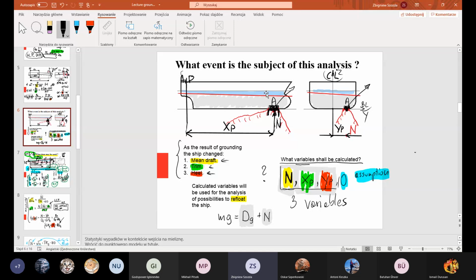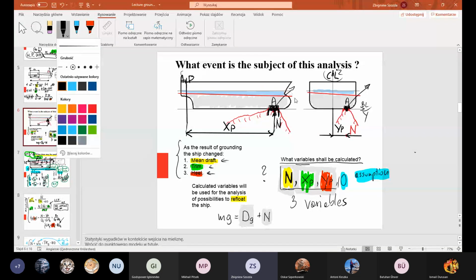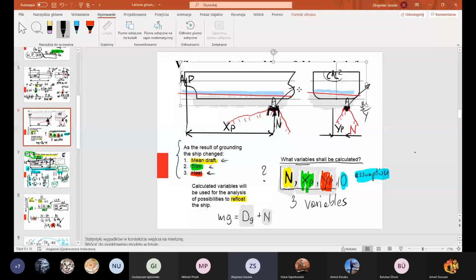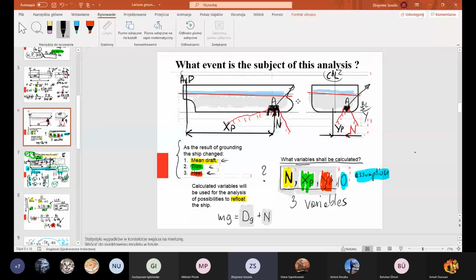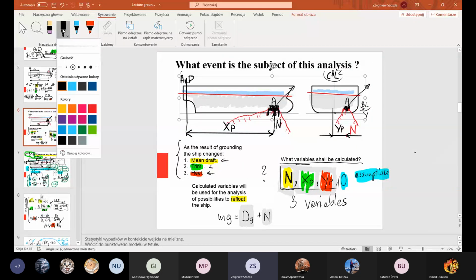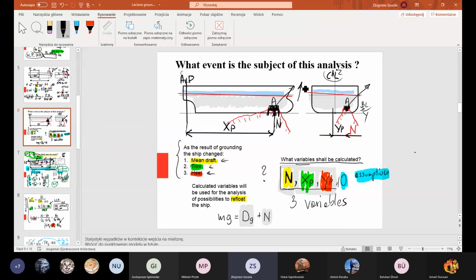Okay, so the ship rises. I got it. The ship rises up, entering the ground. Entering the ground, ship goes up. So the volume of displacement is smaller. If the volume of displacement is smaller, the displacement at the same time is also smaller.